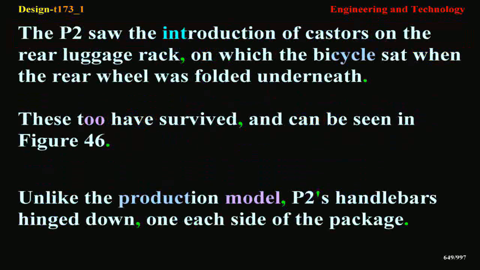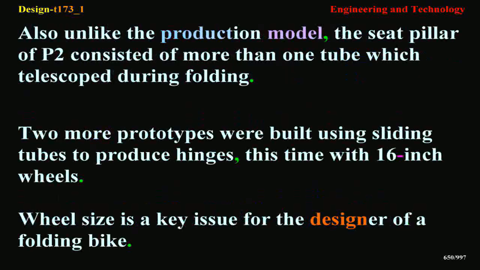The P2 saw the introduction of casters on the rear luggage rack, on which the bicycle sat when the rear wheel was folded underneath. These too have survived, and can be seen in Figure 46. Unlike the production model, P2's handlebars swung down, one each side of the package. Also unlike the production model, the seat pillar of P2 consisted of more than one tube which telescoped during folding. Two more prototypes were built using sliding tubes to produce hinges, this time with 16-inch wheels.